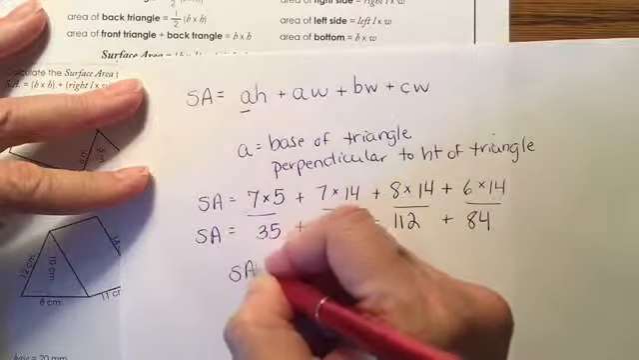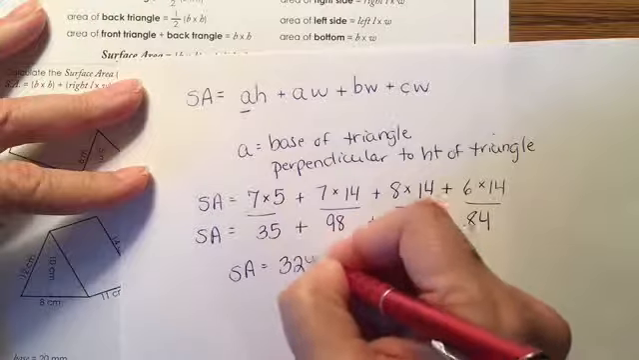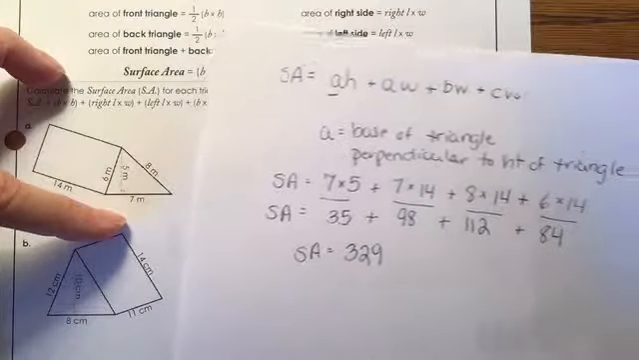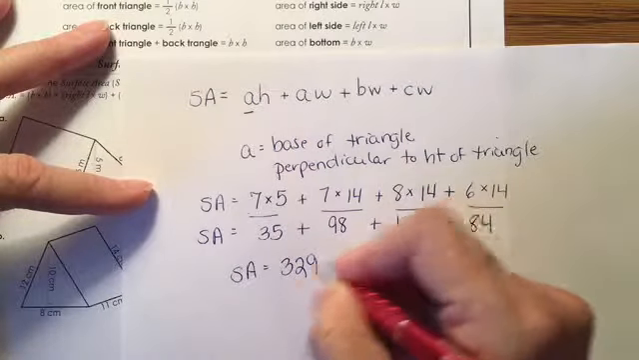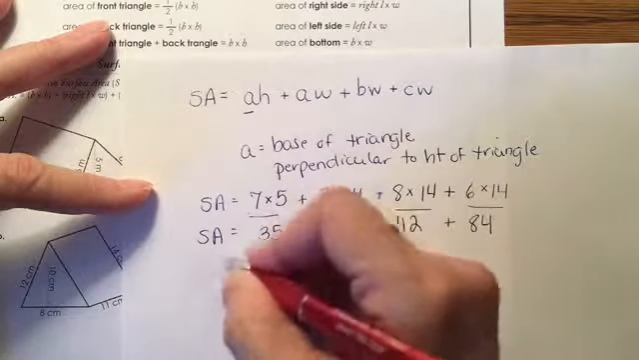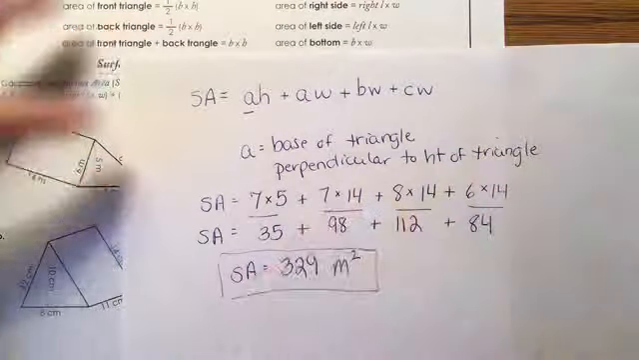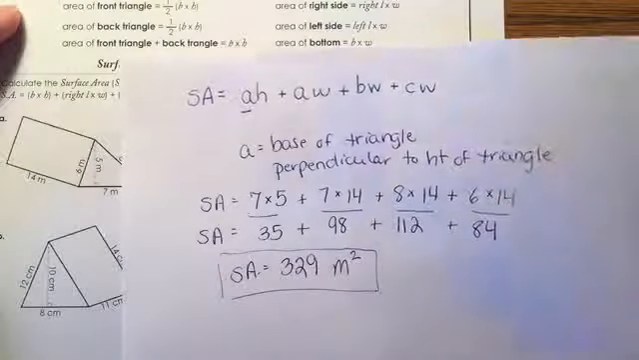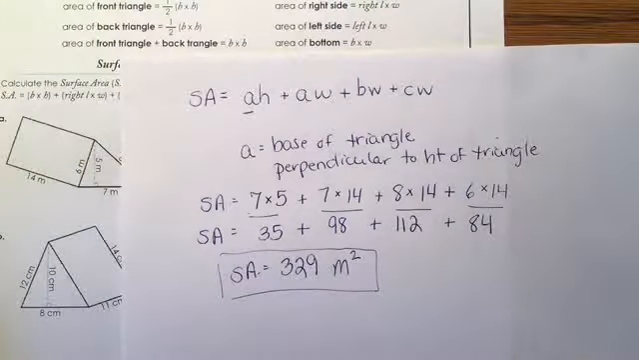So surface area equals 329. Now I need units, so I need to go back and look. What was my unit over here? It was a meter. So it's meters, and since it's area, it's squared. So hopefully you find that a whole lot easier to do these problems. If you didn't like the net and breaking everything down, you can just use that formula. So I want to do one more example from a different page and show you some of the things you need to be careful about.